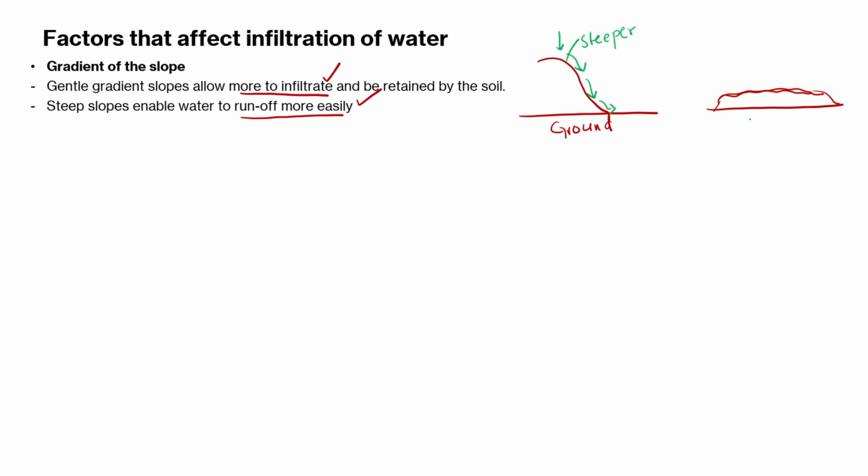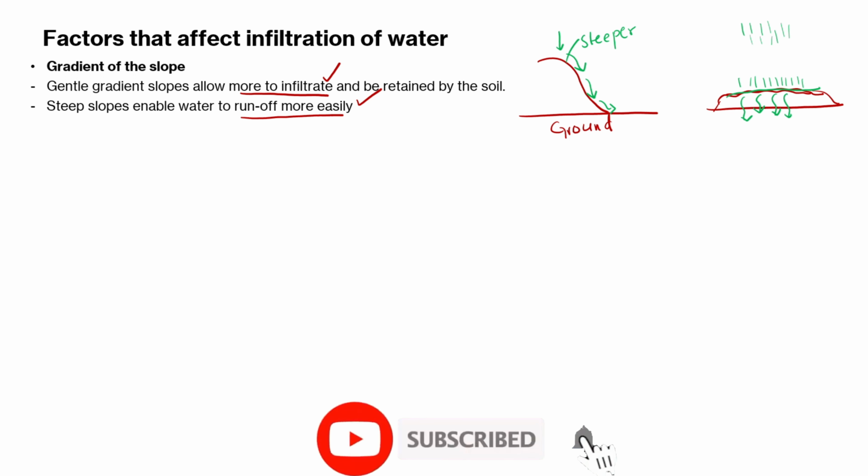But if you look at this scenario too, this is a more gentle gradient. So if rain was to start raining here, okay, I don't know the right English, maybe you can say if water started raining here, the water will be able to sink into the ground because the gradient is gentle. So the water will not be washed away or run off from that particular surface. So the gradient affects infiltration in this way.